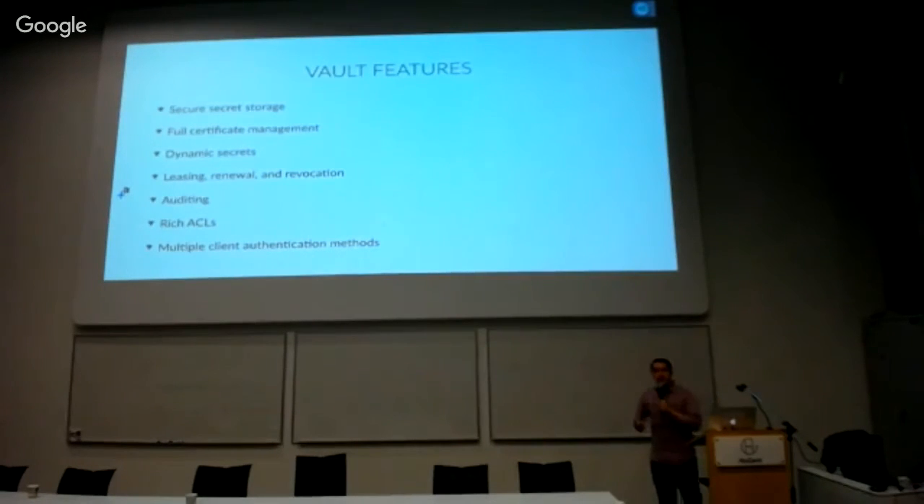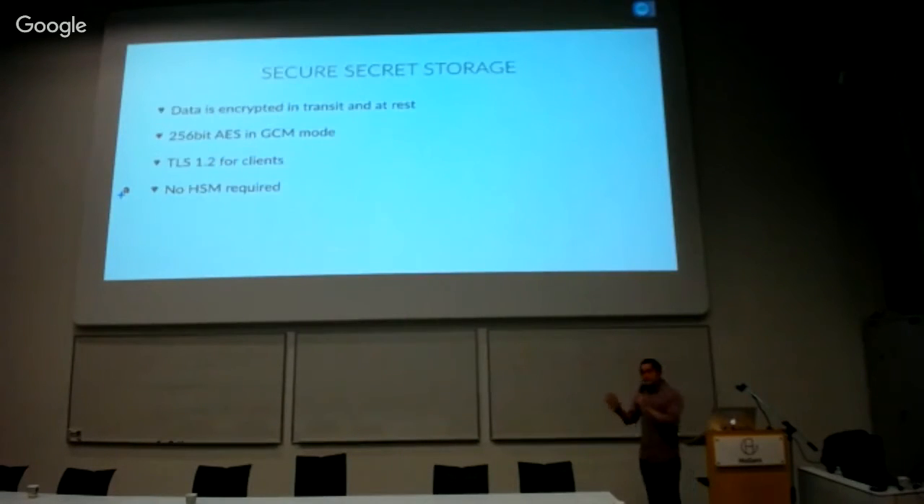The features that we got into Vault at a very high level is secret storage. That's pretty important. We got that in there. Cert management, which came a little bit later. Dynamic secrets, which I'm going to talk about. Leasing, renewal, and revocation. Very, very important for secrets. It's built into the core of Vault, so everything has leasing, renewal, and revocation. Auditing is a core part of Vault. ACL is very important as well. And then multiple client auth methods so that machines and humans could access it. Going over each of these, there's going to be a lot of bullet points for the next like 5 minutes.